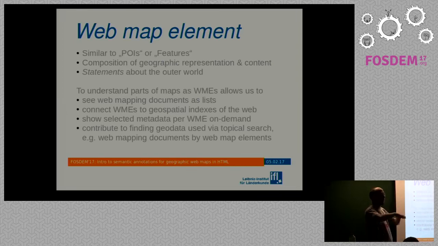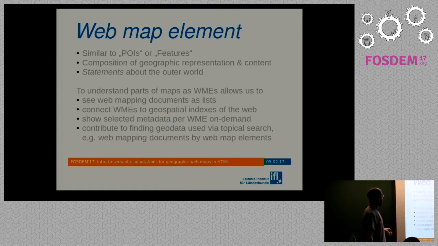And specifically, my understanding is that a web map element is both together the geographic representation, like the geodata used in it, for example, a polygon or a point location, plus the content. Just the content description, which actually is represented by this geographic information, together make a web map element. And both are, as I said, statements about the outer world from individuals.